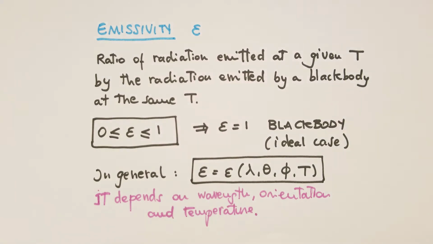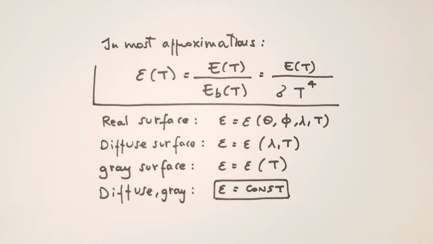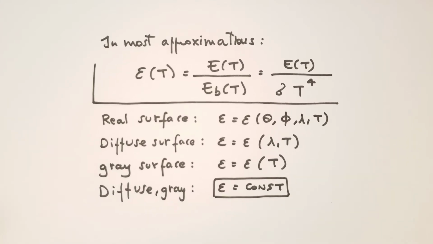In general, emissivity depends on the wavelength, depends on the surface temperature, but also depends on the orientation, so the direction along which radiation is emitted. Here we indicate the direction in three-dimensional space by two angles, theta and phi. In most approximations, emissivity is considered only a function of the temperature.